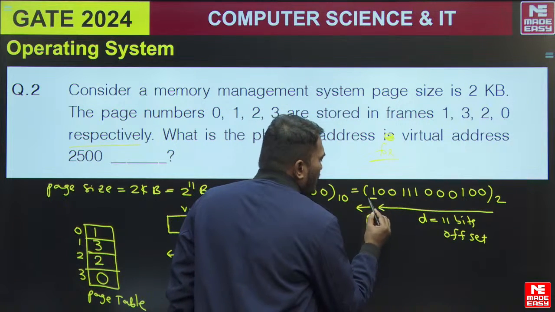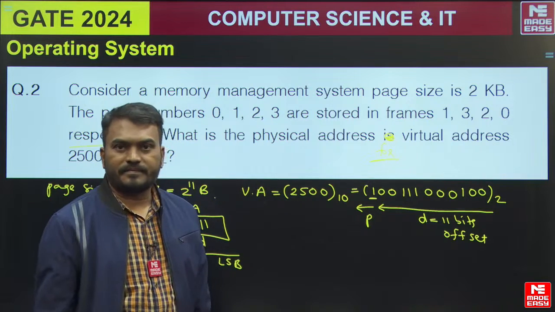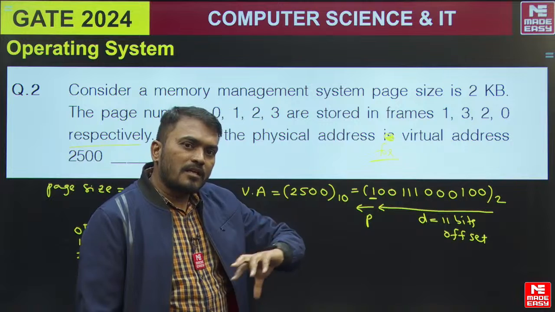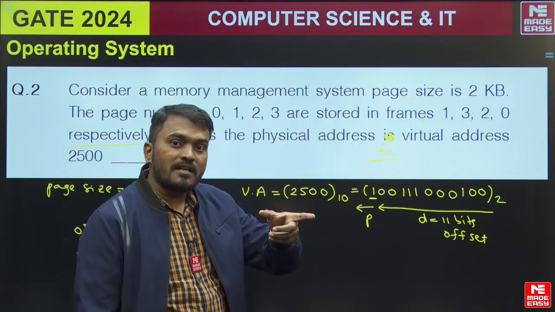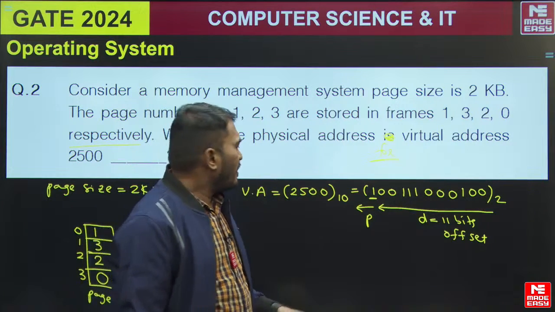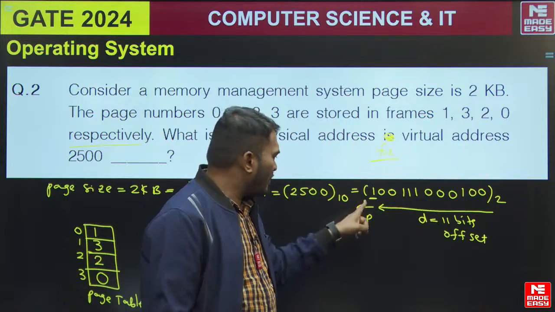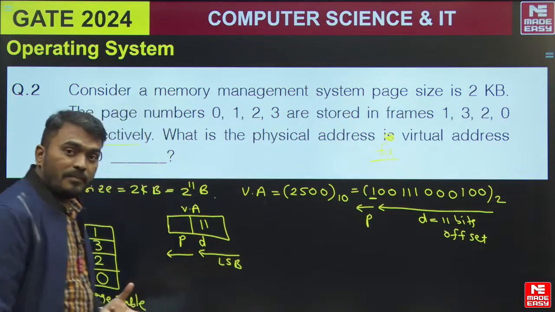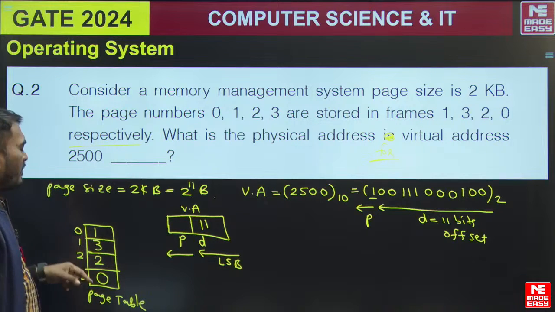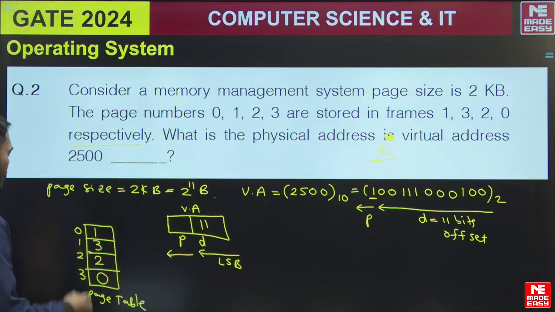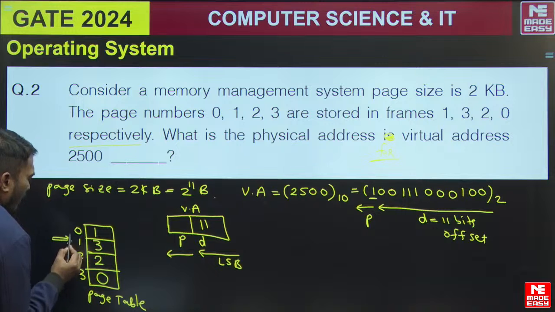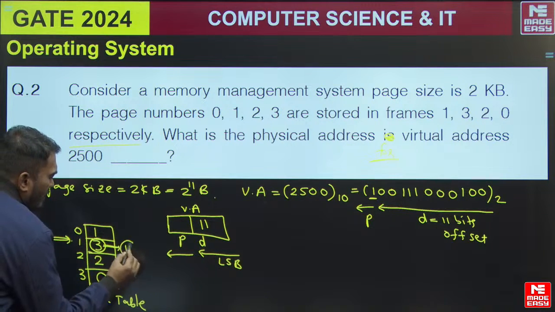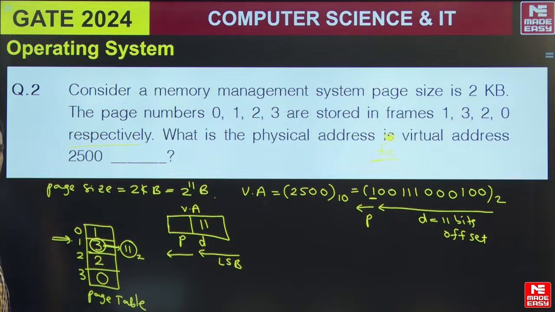So which page number is being referred to? Page number 1. Now it is asking you to find the physical address for the respective virtual address. Page number 1 is available in which frame? Now look at the page table, which contains the frame number. So please observe, page number 1 is available in frame number 3. Frame number 3 in binary format is 11. Yes or no?